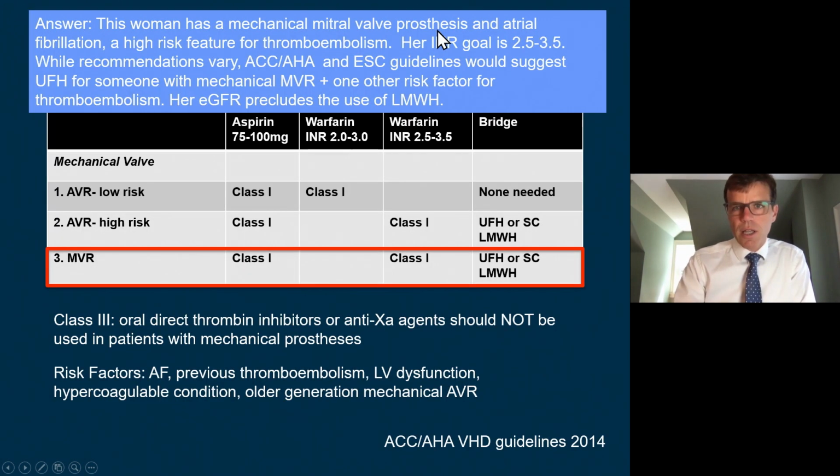And I think, Akshay, that is it. Yeah. So these are specific indications that we discussed in that last case.